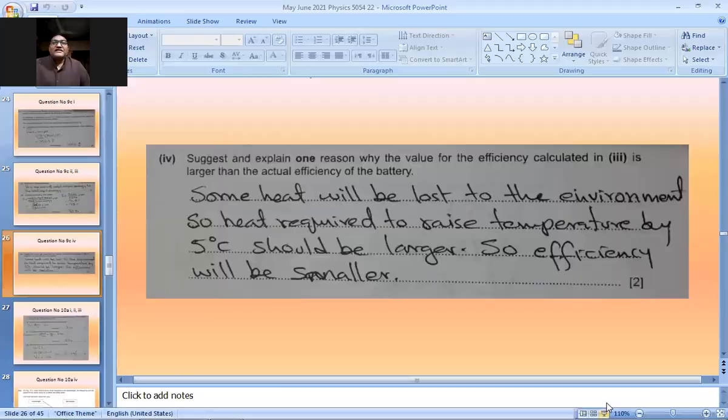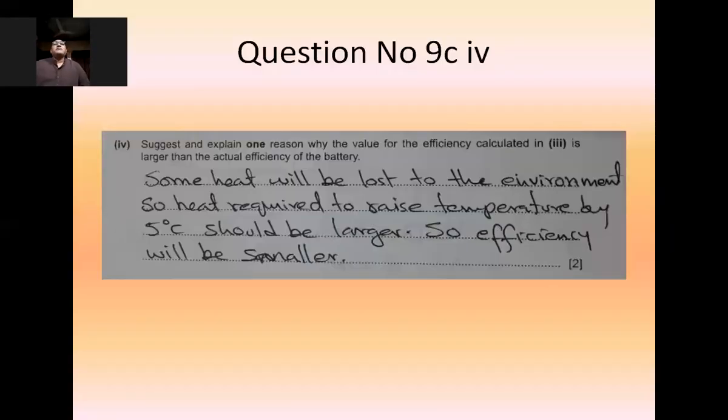And this says that some heat will be lost to the environment. So the heat required to raise the temperature by 5 degrees centigrade should be larger, because the heat used to raise the temperature of the cell phone by 5 degrees centigrade is not all of it. Some of the heat will be lost to the surrounding, because it is not possible that no heat is lost. So that should also be included in the input energy.